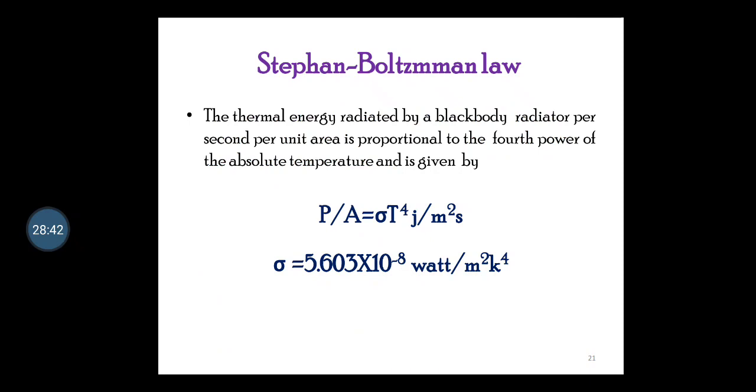Stefan-Boltzmann equation or law. So the thermal energy radiated by a black body radiator per second per unit area is proportional to the fourth power of the absolute temperature and is given by capital P upon capital A, which is exactly equal to sigma multiplied by T raised to the power 4, which is measured in terms of joules per meter square into second. So sigma we have to consider here 5.603 multiplied by 10 raised to minus 8, which is expressed in terms of watt per meter square into K raised to the power 4.